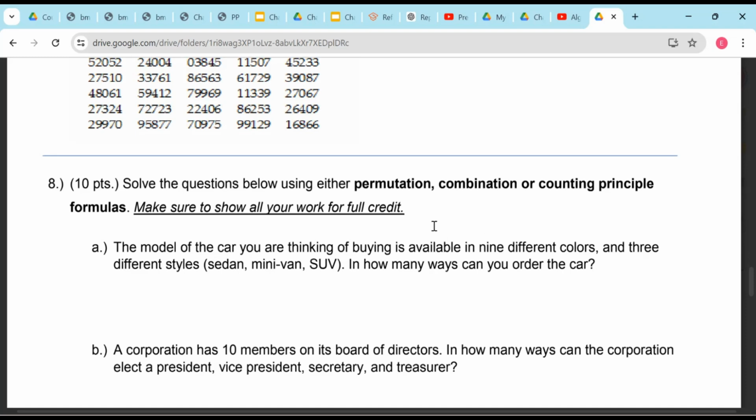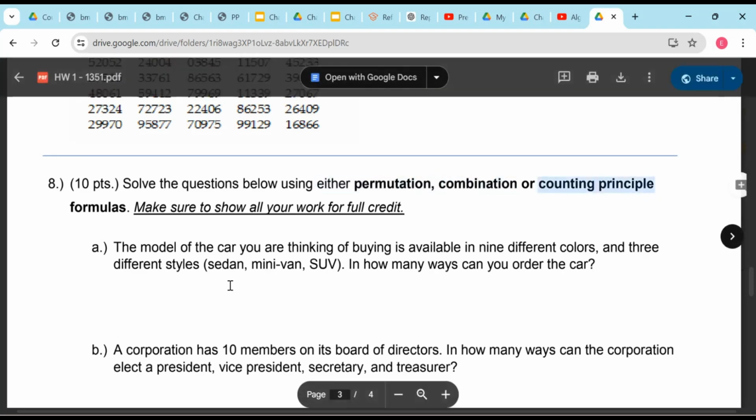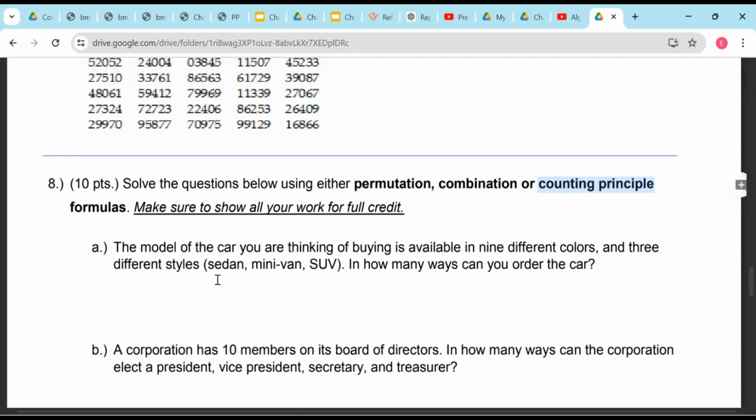So again, it is important that you know which one is what, because I am not going to tell you this is a permutation problem, this is a combination problem, or this is a counting principle problem. You need to be able to recognize them and use the appropriate formulas.